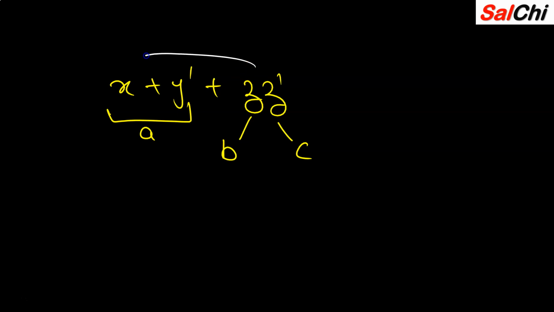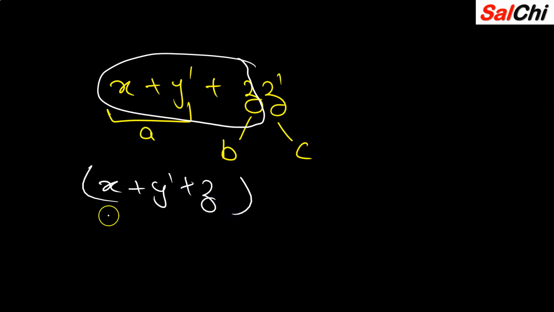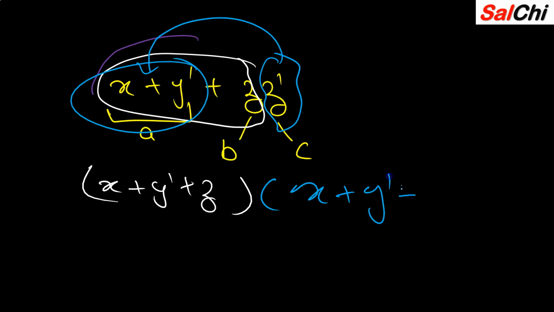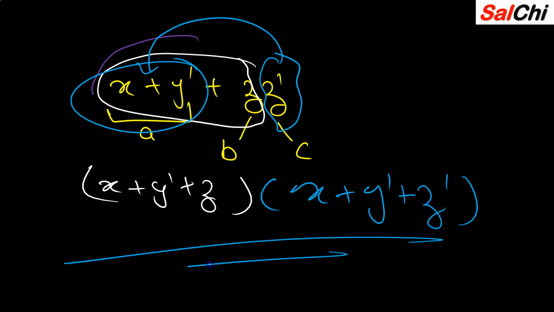This A with B, you have to just keep them aside, and then take the other one. Let me change the ink. This is quite dark ink, so let me take the lighter one. Now take this Z complement and this entire X and Y. So it will be X plus Y complement plus Z complement. I hope you now got the point I'm trying to say.